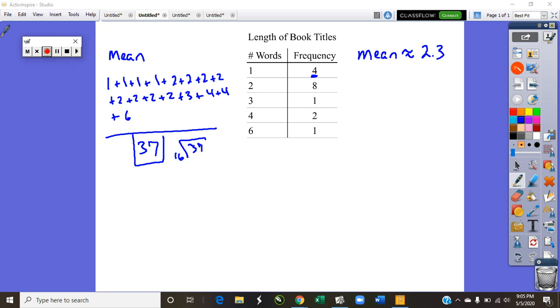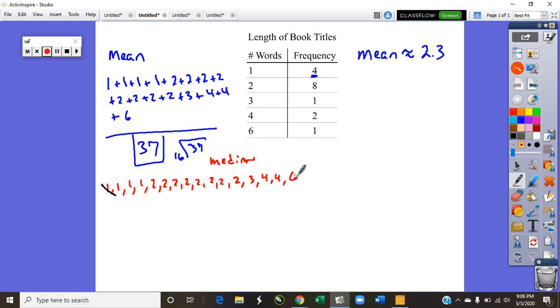Now let's take a look at the median. And if you remember, the median is the exact middle number. Now, in order to find the median we've got to put these in order. Well, these happen to be in order. So we have a 1, a 1, a 1, a 1. And then how many twos? Eight twos. One three, two fours, and a 6. Now, if you remember, when we find the median, we start crossing them out from the outside in. So let's go ahead and start doing that.